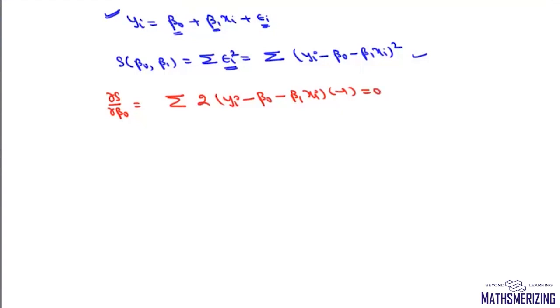Now suppose the minimum value of this function occurs at beta naught cap and beta 1 cap.